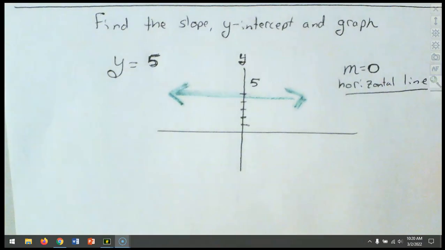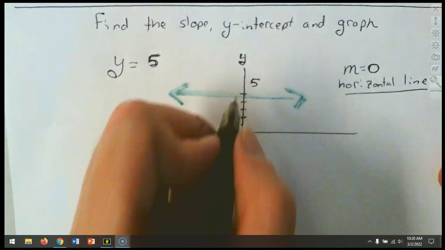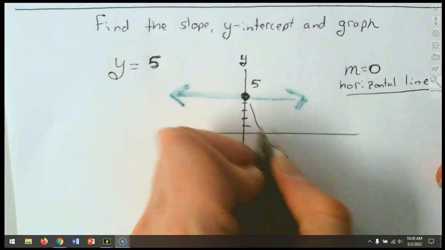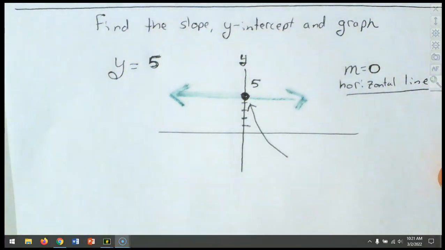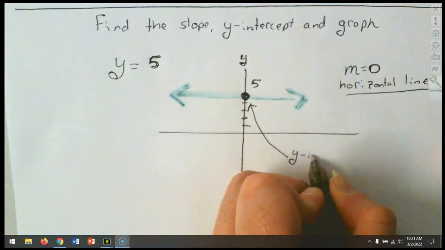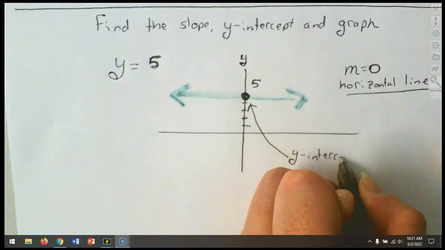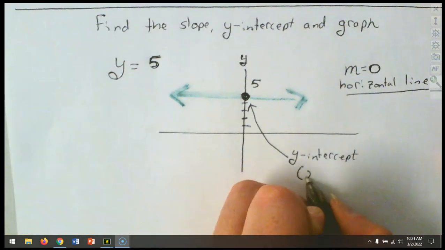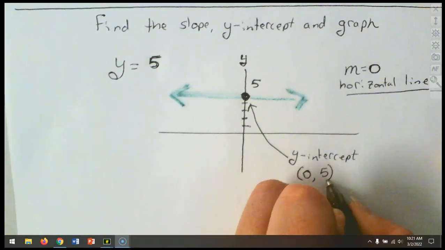Now, where does it cross the y-axis? It crosses the y-axis right here. As an ordered pair, you need to make sure it's written as an ordered pair. This is your y-intercept. As an ordered pair, that would be (0, 5).